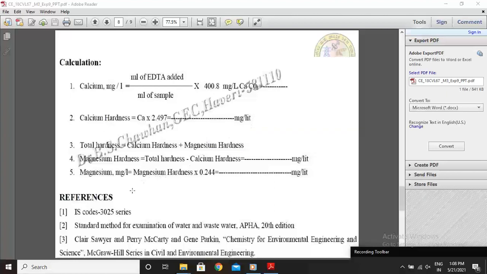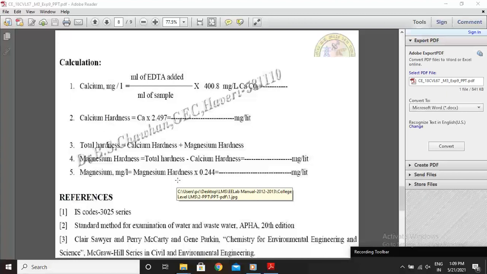Then you calculate total hardness. We know the equation: total hardness equals calcium hardness plus magnesium hardness. Therefore magnesium hardness equals total hardness minus calcium hardness. Now substitute the values in this relation and we get magnesium hardness in milligram per liter. Now you calculate magnesium in milligram per liter. That is magnesium hardness multiplied by 0.244. Now we get magnesium in milligram per liter.